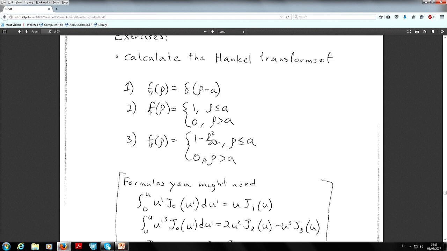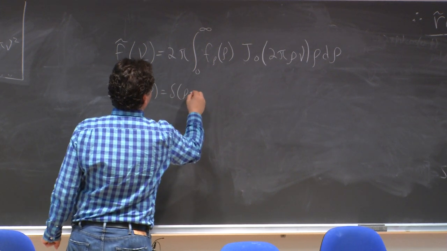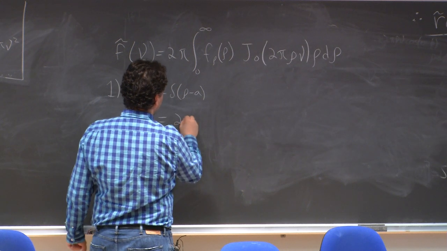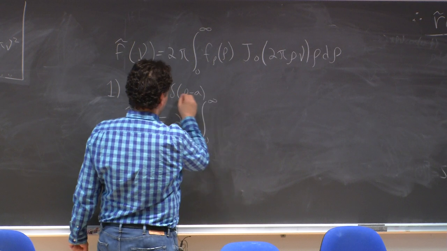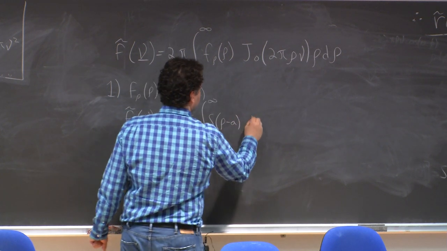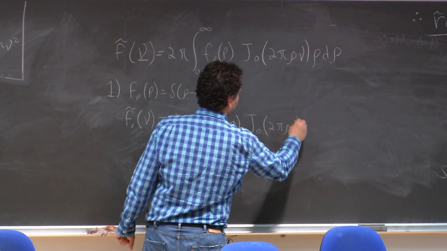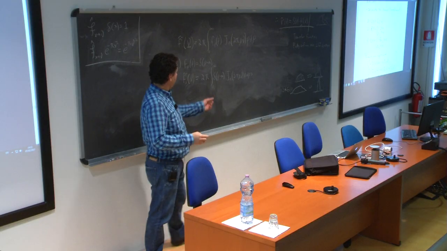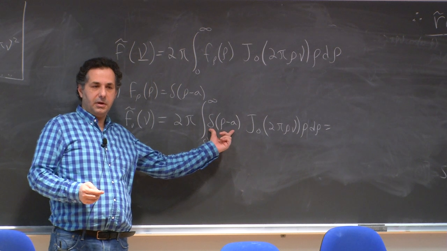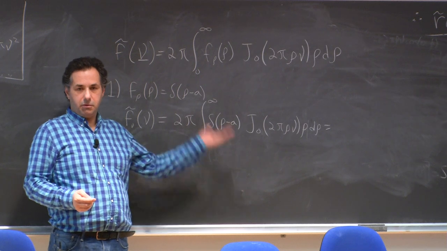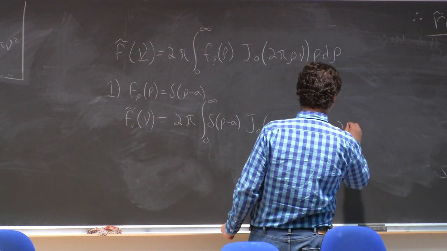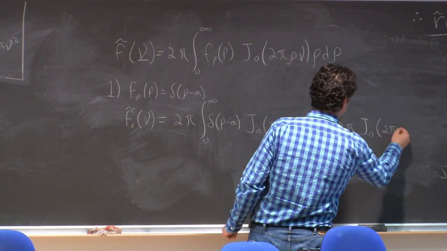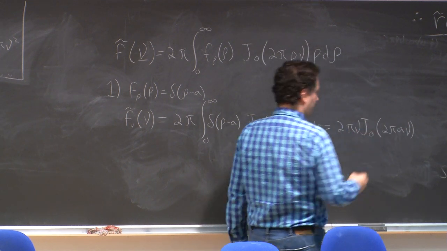So if f of rho is delta of rho minus a, f tilde of nu, it turns out that it only depends on nu, is 2 pi integral from 0 to infinity, then I just put this delta of rho minus a, J0 of 2 pi rho nu, rho d rho. And what is this equal to? So what does this delta function do? It sets rho equal to a everywhere, and then it removes the integral. So this just gives me 2 pi J0 of 2 pi a nu, times a, like that.